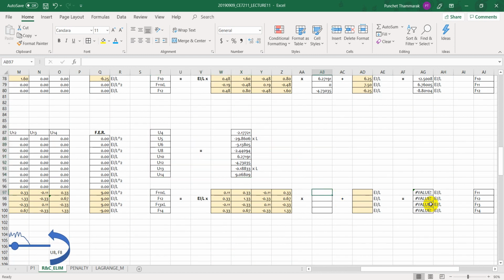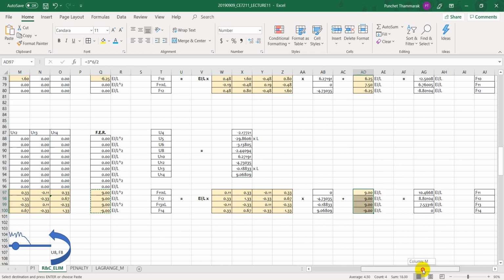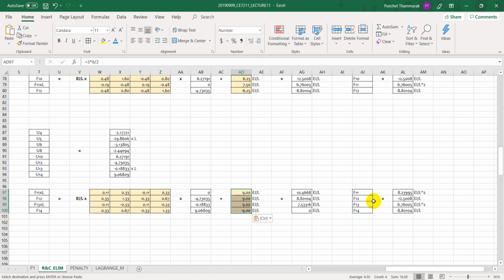F11 is the support, 0. F12 is the rotation. F13 is the spring. So it is settling down, and the last one is a rotation. Add up with the fixed end reaction of this member, you get all these things. And this is here.